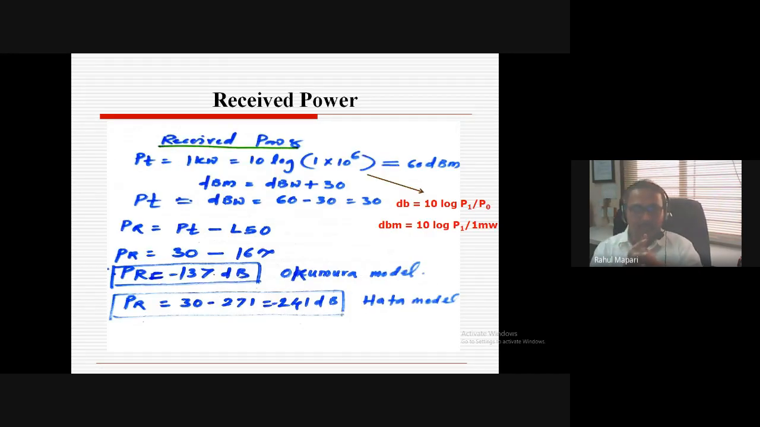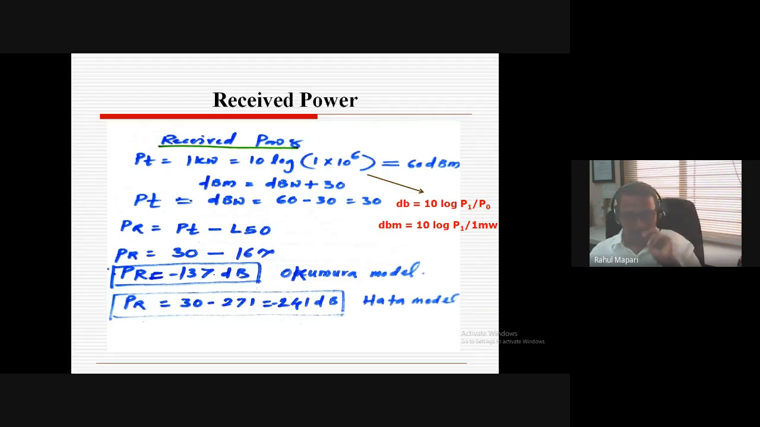Now, how to calculate the received power? Before that, I wrote the equation for received power. Received power is equal to transmitted power minus median loss. It's very, very important. Now we have both the values, as in the Hata model also, we calculated the L50 value.